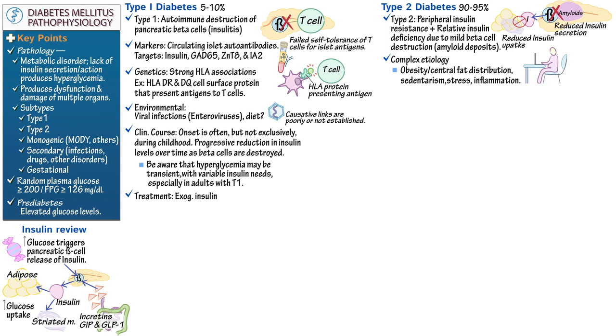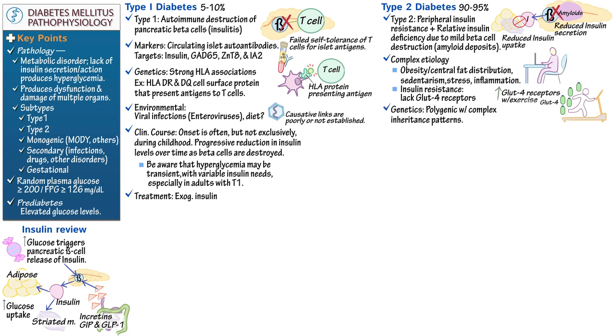The insulin resistance of peripheral tissues is due to the loss of GLUT4 receptors. Fortunately, exercise is known to increase the number of these receptors in skeletal muscle, which is why exercise is commonly recommended for patients with insulin resistance. Type 2 diabetes also has strong genetic associations, which are polygenic with complex inheritance patterns.